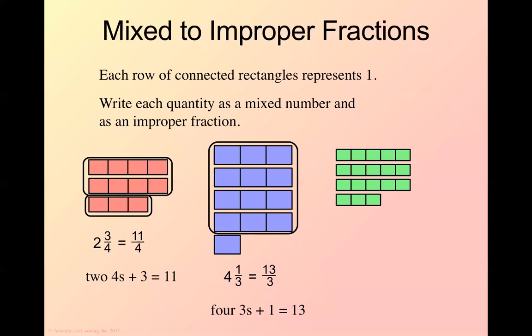Let's do the next one here. What do I have? I have 3 and 3/5. So how many fifths do I have altogether? I have 18/5. Because again, I have 3 5s, 3 groups of 5 here, 3 groups of 5, and 3 more.